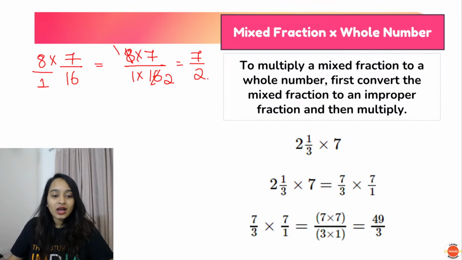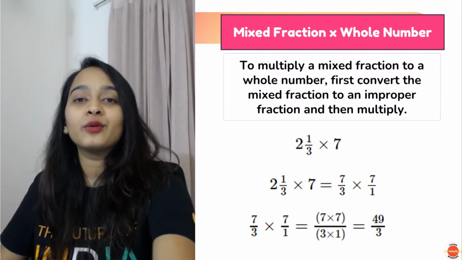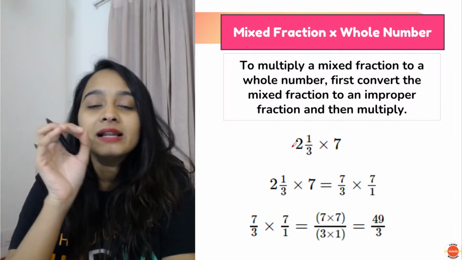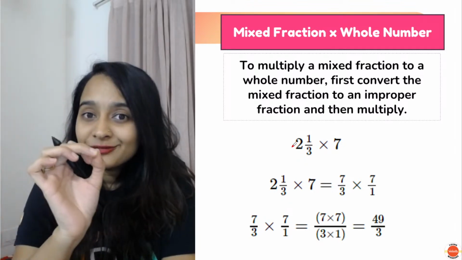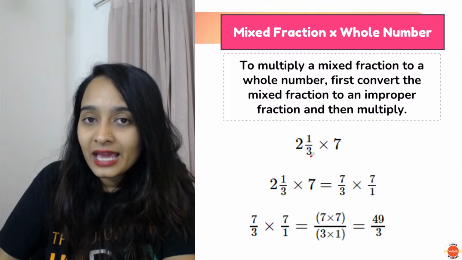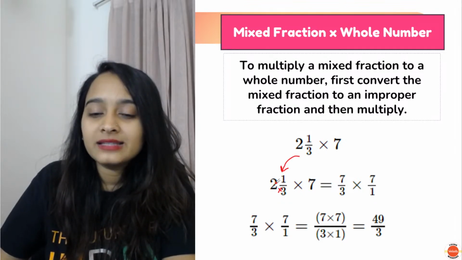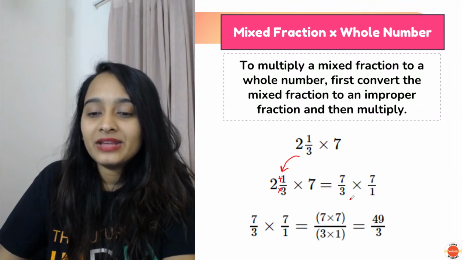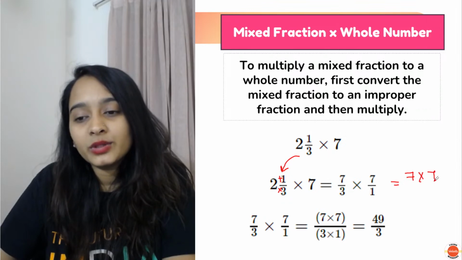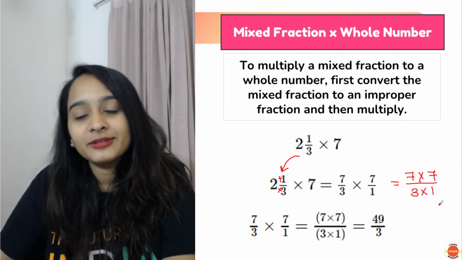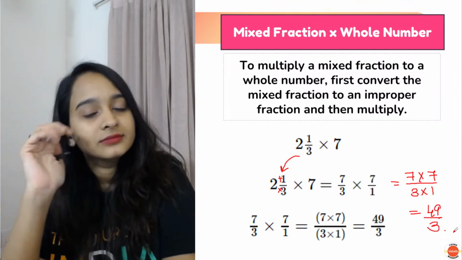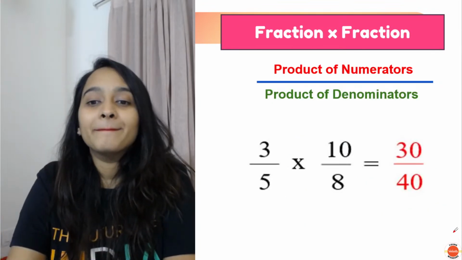Okay? Now comes our mixed fraction multiplied with a whole number. So whenever you see a mixed fraction, don't panic. First convert your mixed fraction into an improper fraction. So this 2 1 by 3, when you convert, 2 into 3, 6 plus 1, 7. 7 by 3 multiplied with 7 by 1. Multiply the numerator with the numerator, denominator with the denominator. So it is 49 by 3. Understood? This is how you have to deal with mixed fractions.